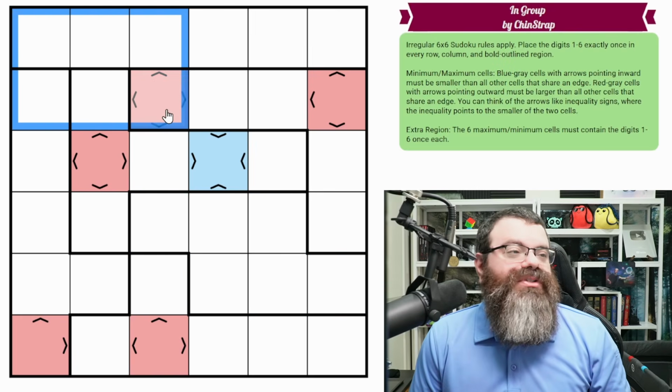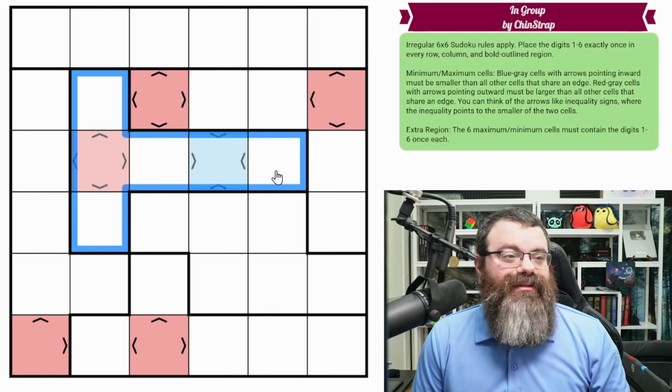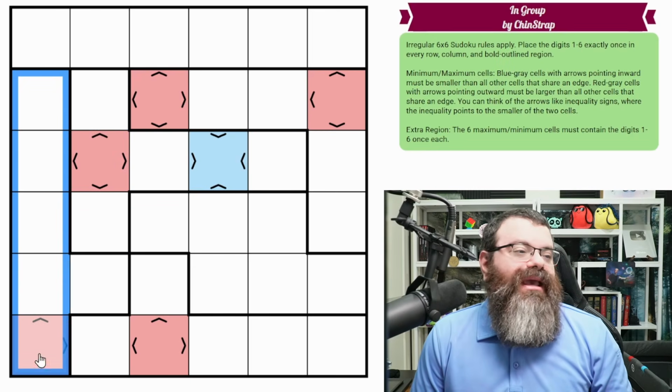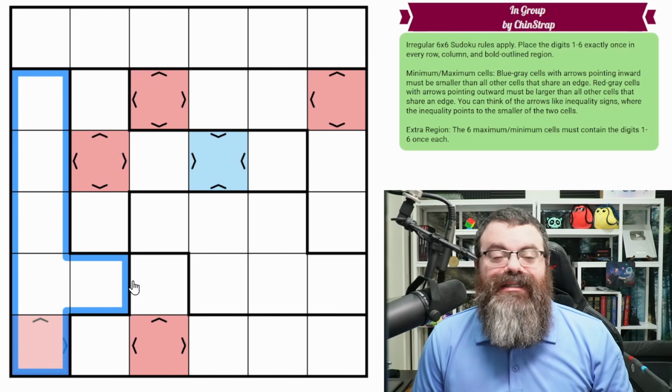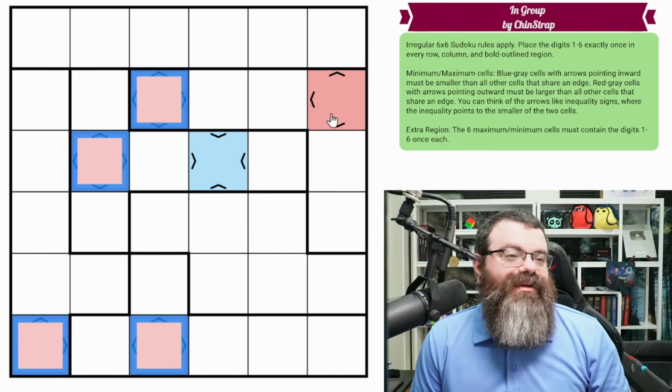So we don't have our normal 2x3 boxes. Instead, just look at where the bold borders are. There will be 6 cells surrounded by bold borders, and those 6 cells have 1 to 6 exactly once each. We also have a minimum cell here and 5 maximum cells.